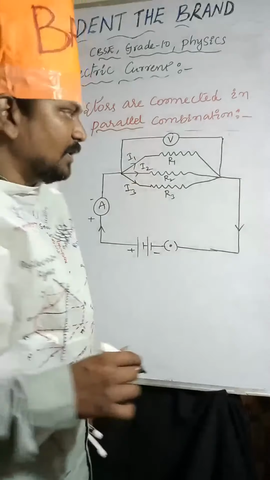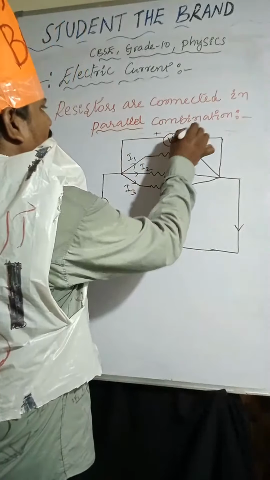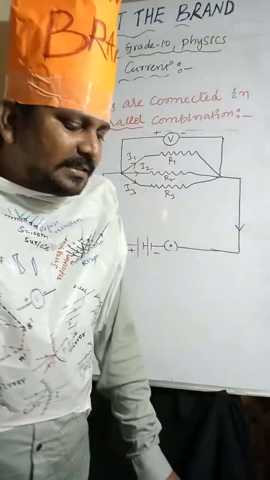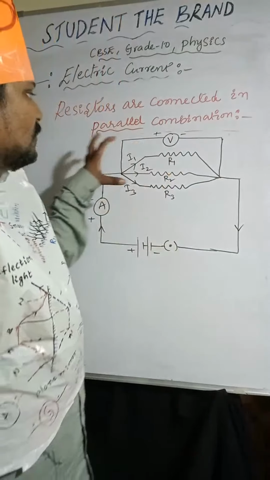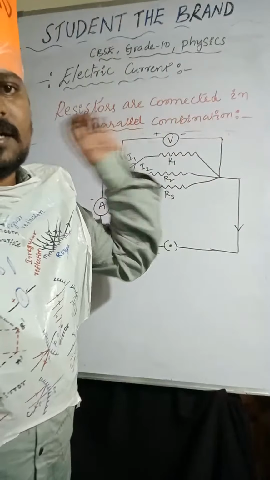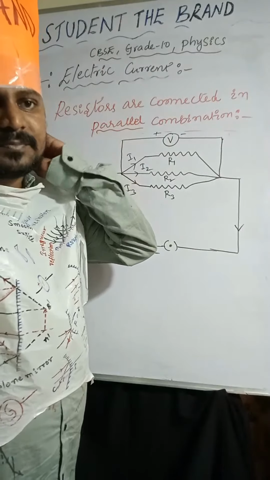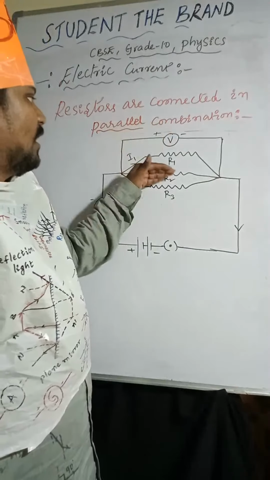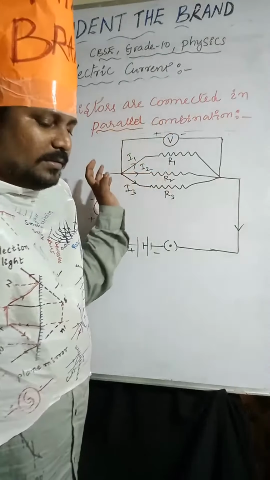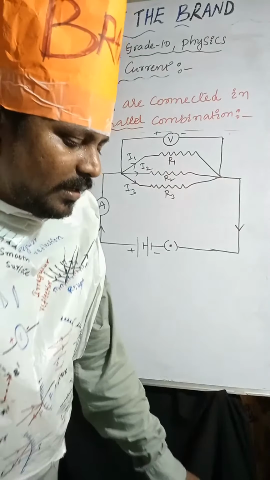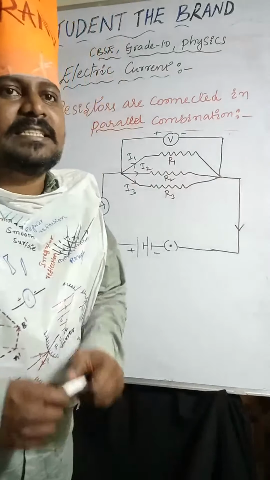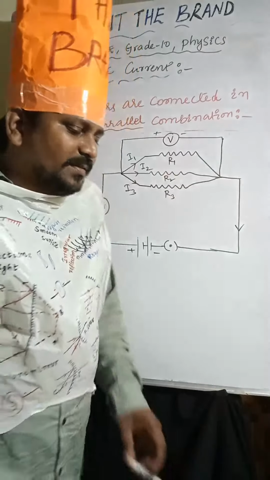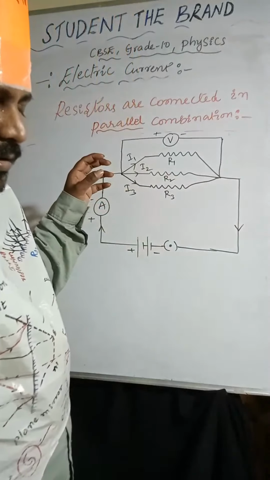Now you can observe that the starting points of all resistors are connected to one point, and the other ends of all resistors are connected to another point. Through R1 flows I1, through R2 I2, through R3 I3. So the current is divided.